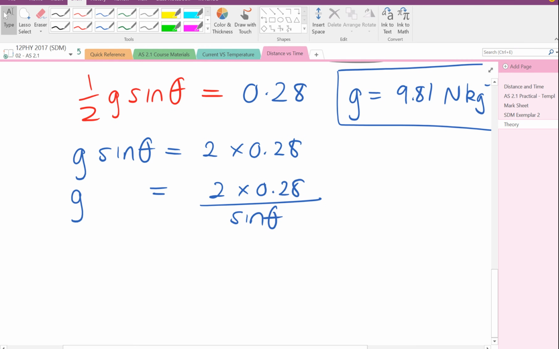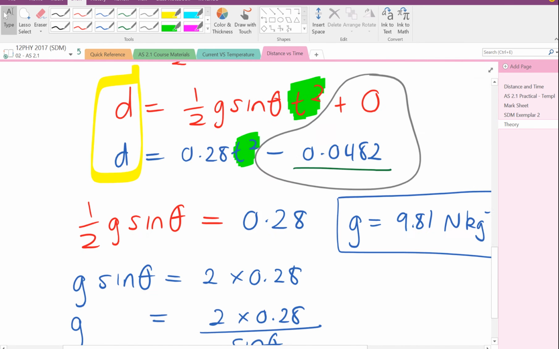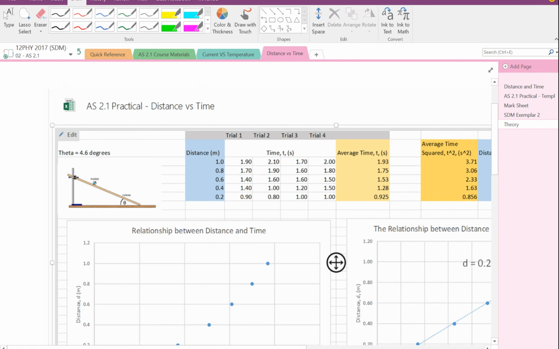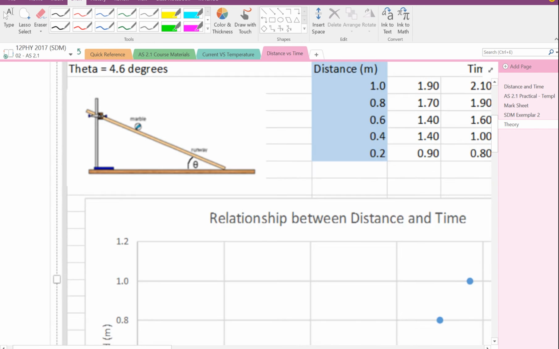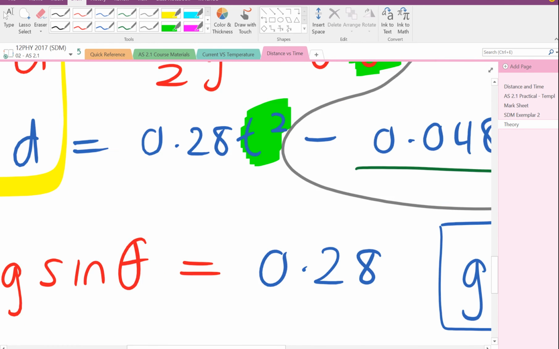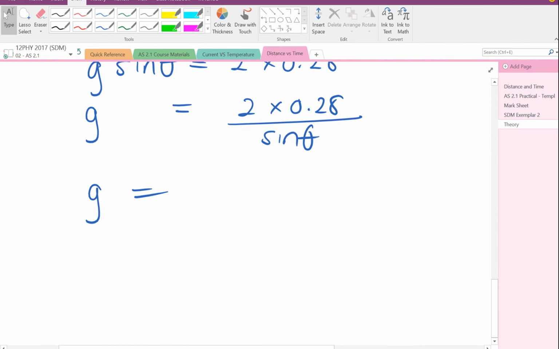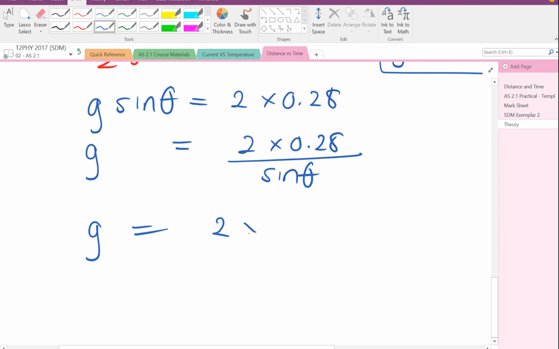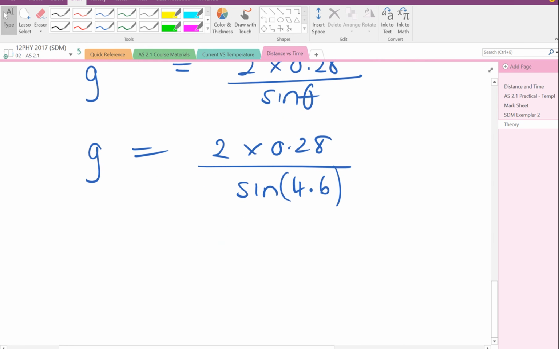At this point, you need to substitute in your theta, the one that you measured. Okay. In my case, if I just scroll up and have a look here, my theta was 4.6 degrees. So I'm going to put that in. So g is going to be equal to 2 times 0.28 divided by the sine of, what did I say before? 4.6, was it? Degrees. Okay. All right. At this point, we calculate what that is. So I'll just do it now on this calculator here.